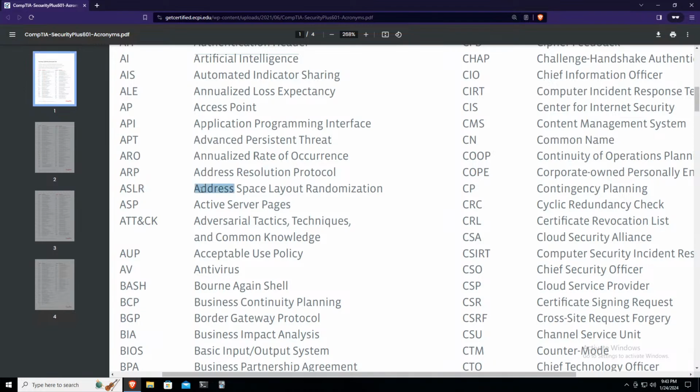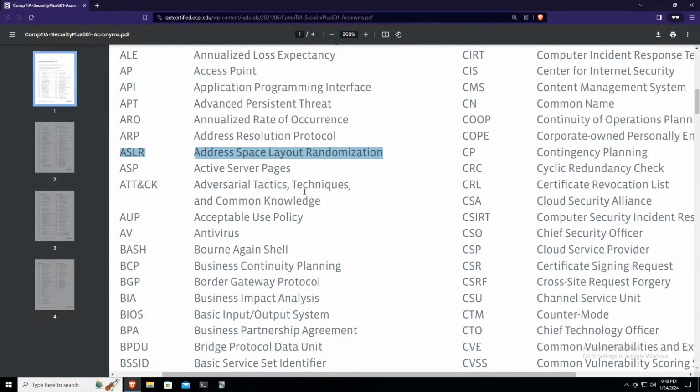ASLR, address space layout randomization. This one is very new to me. I have not seen a question on this one before. I don't even have an example or a definition of what that could be. Randomizing an address, an IP address, that's my best guess. I wouldn't know how that would help or be important, but we'll need to read up on that one.